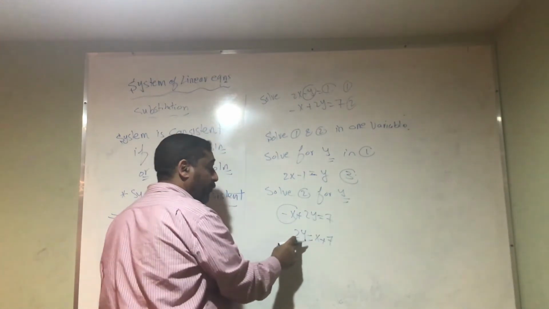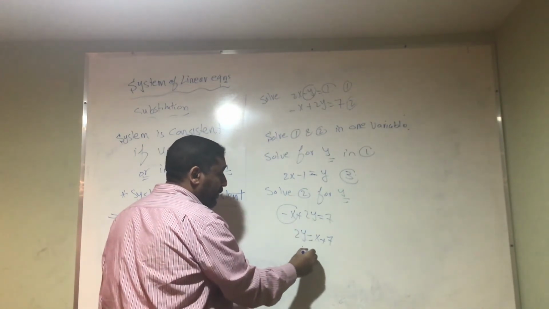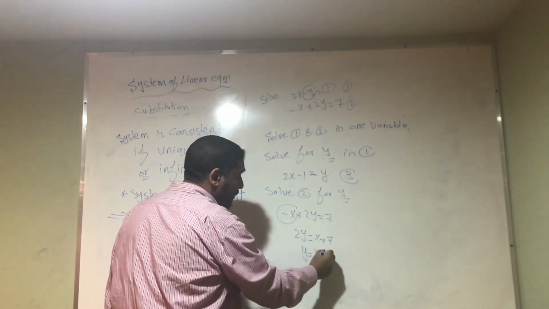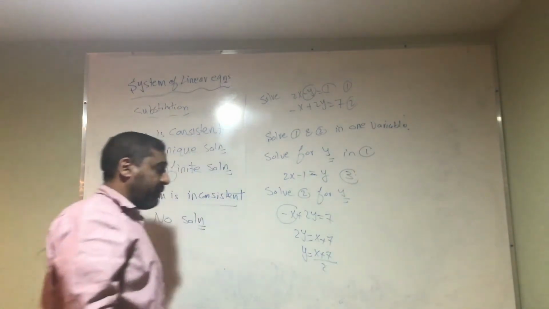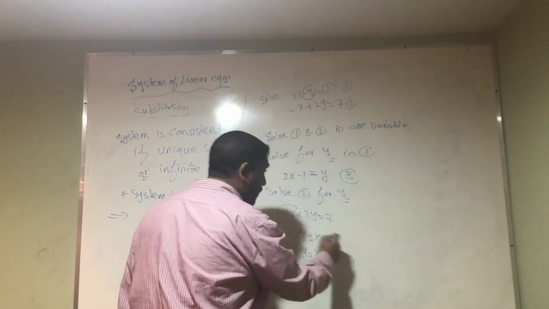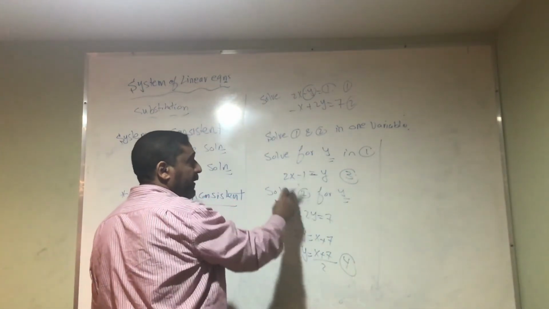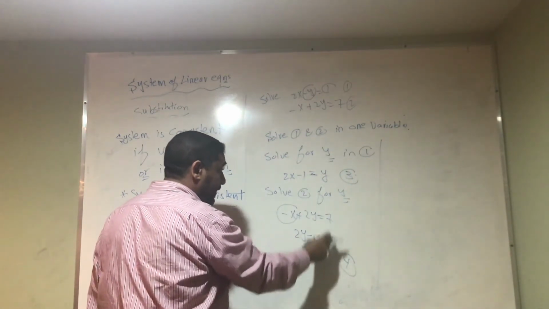I need to solve that for y, which means the number in front of y must be 1. So I have to divide by 2. So you have x plus 7 divided by 2, right? I call this equation number 4. So what is going on here, guys? You have equation 3, I solved that for y. Equation 4, that would have y equal this.